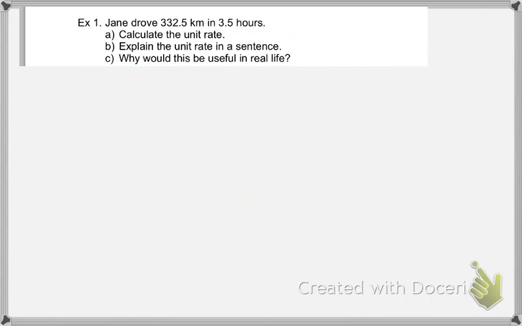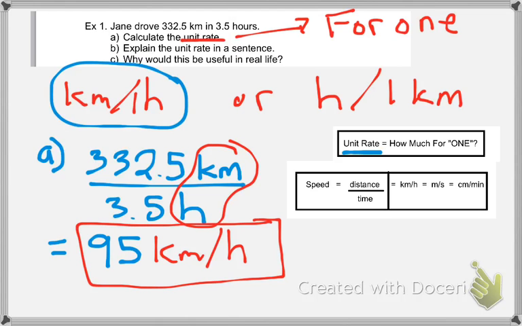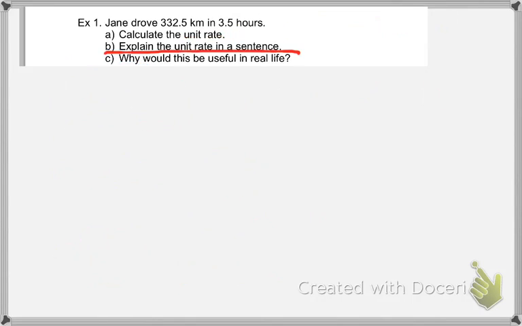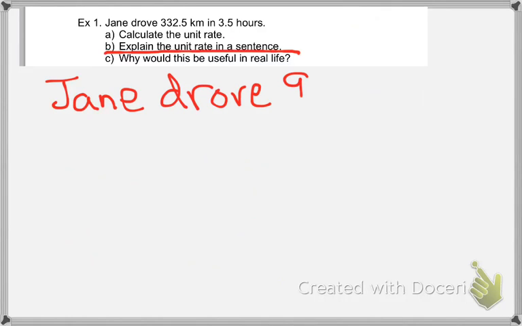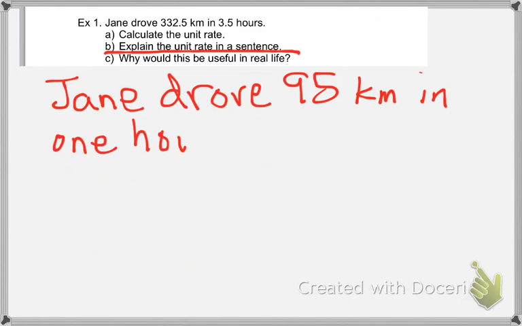B says to explain the unit rate in a sentence. So this means Jane drove 95 kilometers in 1 hour. So let's write that whole sentence here. Jane drove 95 kilometers in 1 hour.